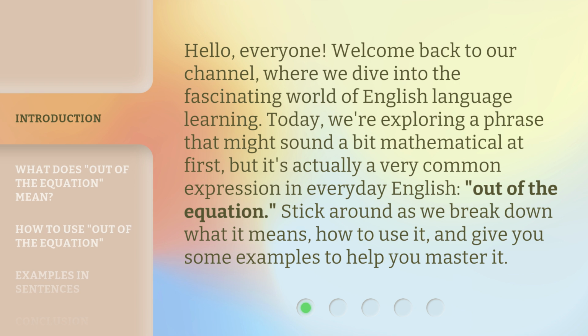Today, we're exploring a phrase that might sound a bit mathematical at first, but it's actually a very common expression in everyday English, out of the equation. Stick around as we break down what it means, how to use it, and give you some examples to help you master it.